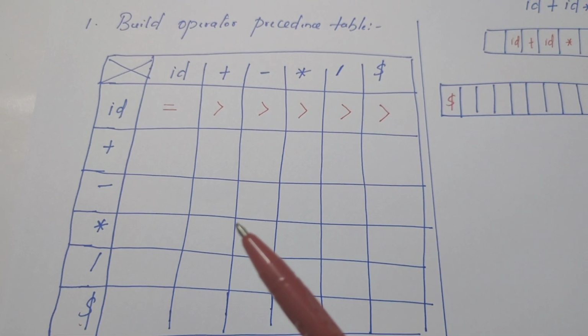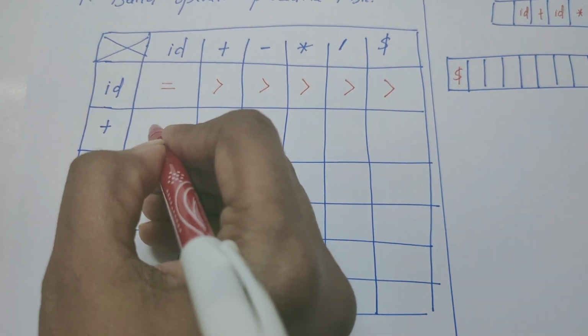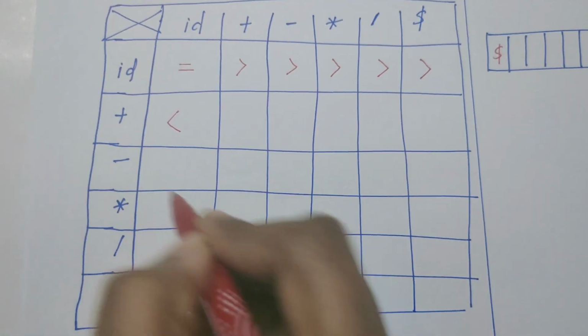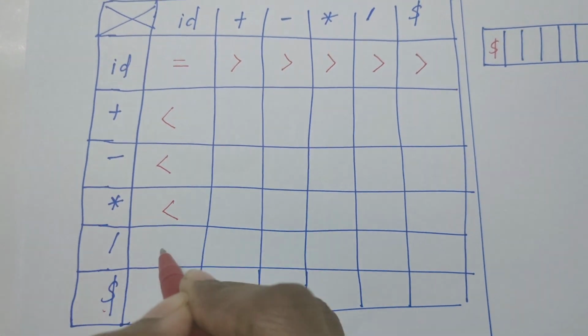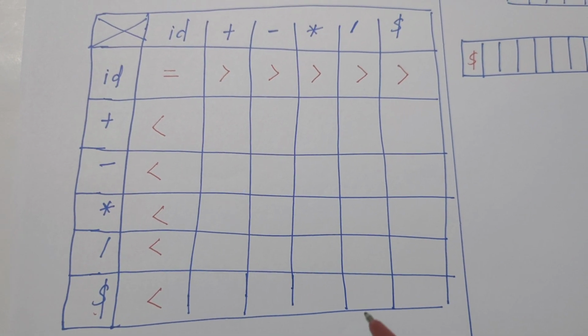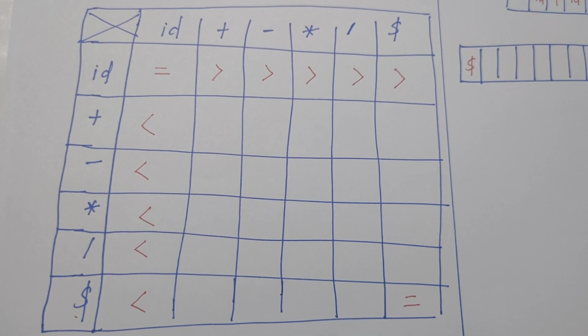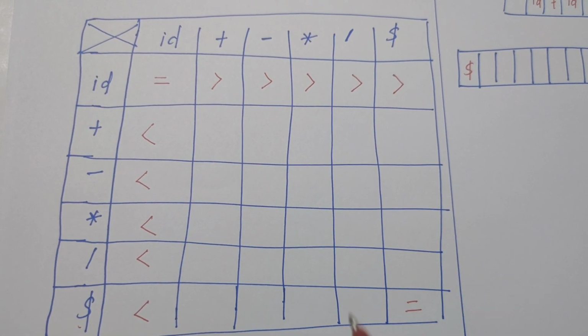If you compare every symbol with ID, its precedence is always lesser than the precedence of ID. So plus is having lesser precedence, minus, star, slash, dollar. All these symbols are having lesser precedence than ID. Then dollar and dollar is having the same precedence. Now let us try to fill the other relations.